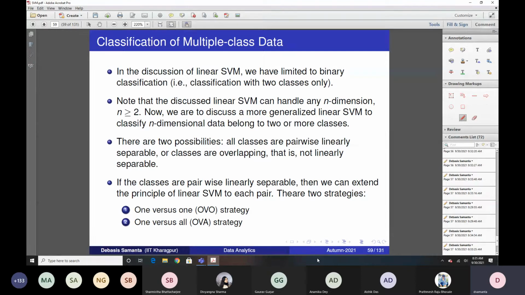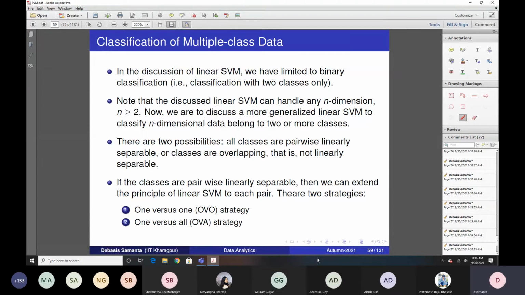Now, the good point is that the same linear SVM which is suitable for binary class classification can also be applied to solve the multi-class classification problem. I repeat, the same linear SVM which we have used to classify binary class data can be applied to solve the problem of multi-class classification. Now let's see how.